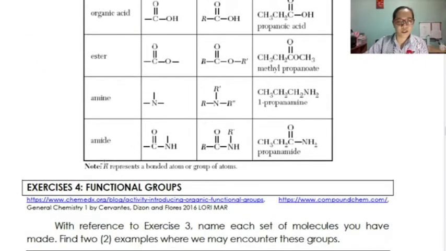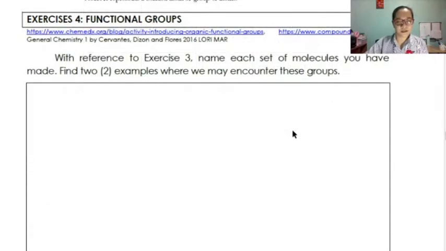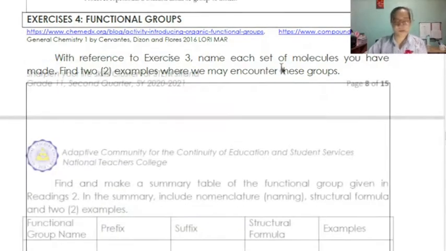And also note that R represents a bonded atom or a group of atoms. So you can also see on the last column the examples for these compounds that have functional groups. And with reference to exercise 3, name each set of molecules you have made. Find 2 examples where you may encounter these groups. So from your identified groupings in exercise 3, name the group that you have grouped.